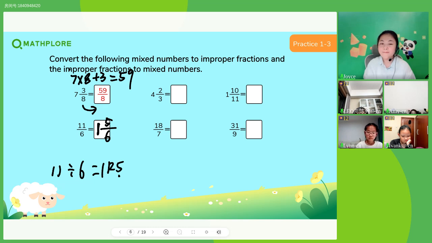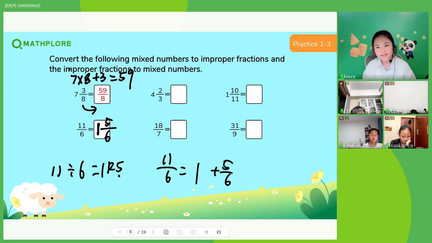Can you understand, everyone? Because 11 over 6 can be 6 over 6 plus 5 over 6. Do you agree? And the 6 over 6 can be written as 1 whole. So we have 1 and 5 over 6 here. Is that clear?